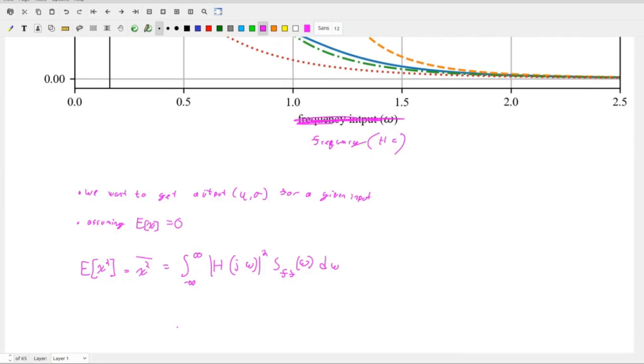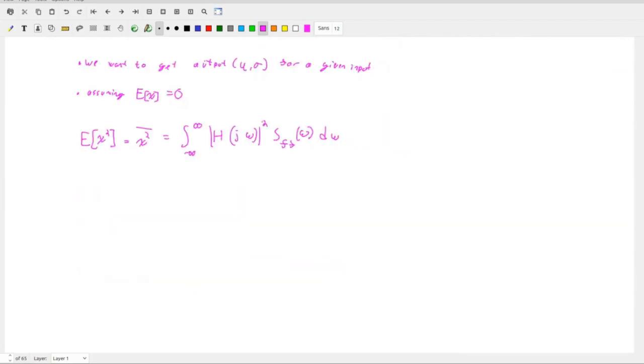So for a constant input S, as we looked at before, the mean squared value, that's just going to become the expected value of x squared is equal to S naught times the integral from negative infinity to infinity of the absolute value of H(jω) squared dω.